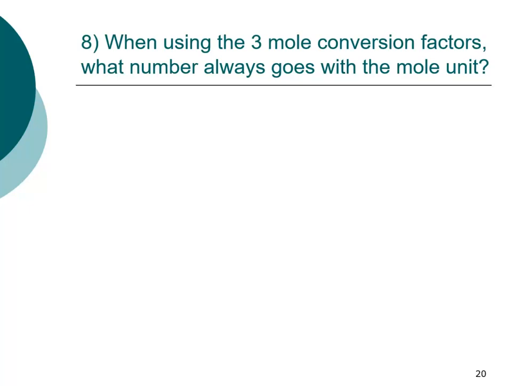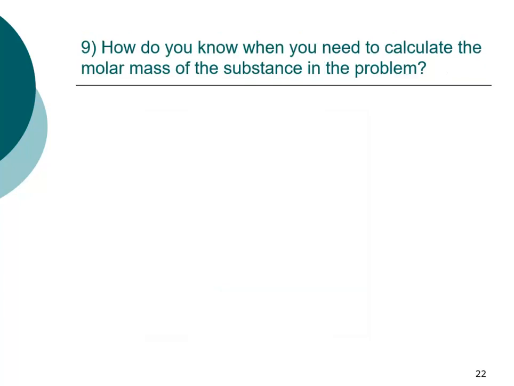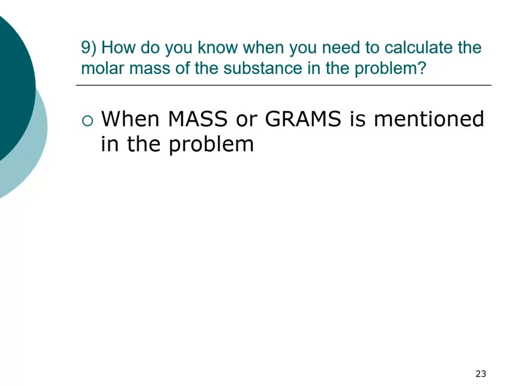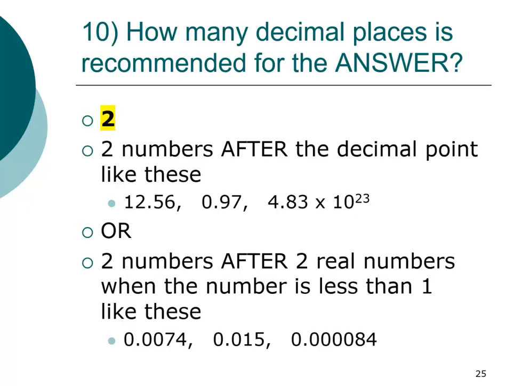Number 8. Again, we want to remember that in a conversion factor, the 1 always goes with the mole unit in the conversion factor. Number 9. Answer. 10. Answer. And again, 2 is the recommendation, 2 decimal places, but we want to remember that it's 2 numbers after the decimal place if there's a smaller number. But less or more I will accept as well.